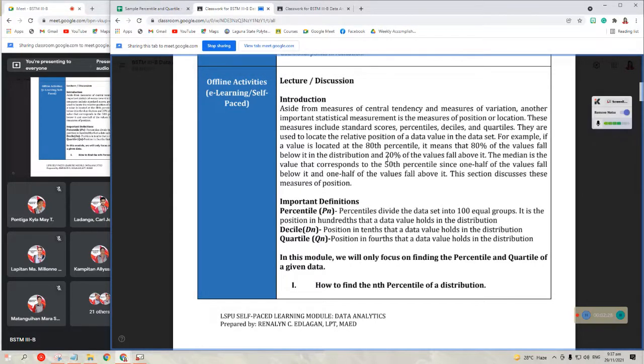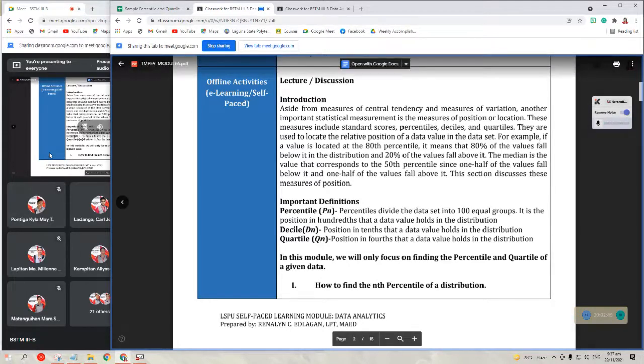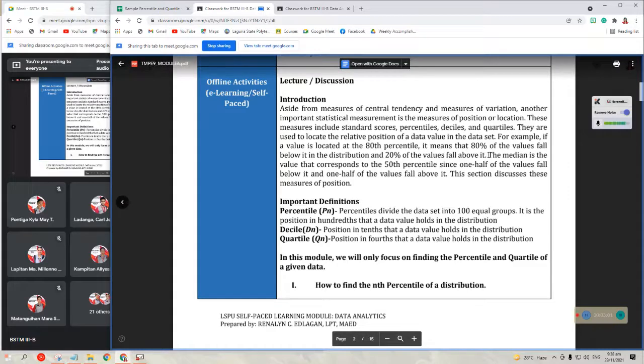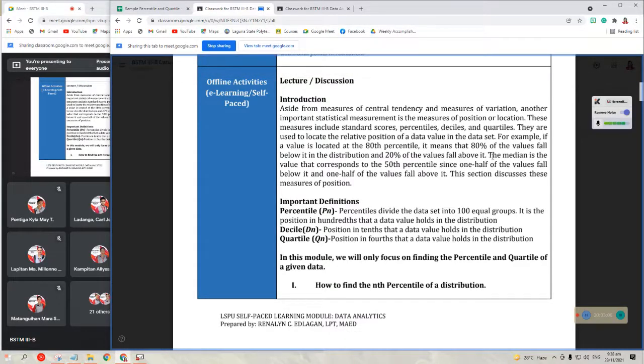So halimbawa, nilagay natin na ang value sa 80th percentile ng grade ng mga BSTM 3B students, or GWA ng BSTM 3B students, ay 1.5. So that means yung 80% ng class nyo ay less than 1.5 ang GWA. Tapos 20% nung class nyo greater than 1.5 ang GWA. So I hope naiintindihan yung idea ng percentile.